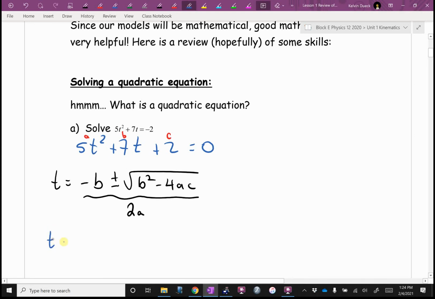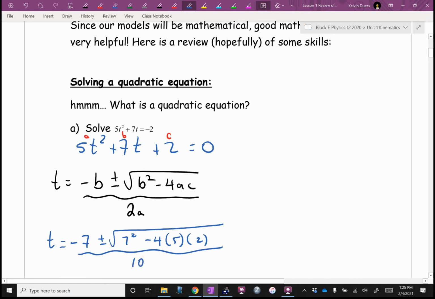And then I carefully substitute things in. Negative b, I guess negative 7, plus or minus the square root of 7 squared minus 4 times 5 times positive 2, all over. Often I'll do the 2a in my head because I can double almost any decimal. So I usually just do that one in my head. You don't have to, it's just me being lazy.